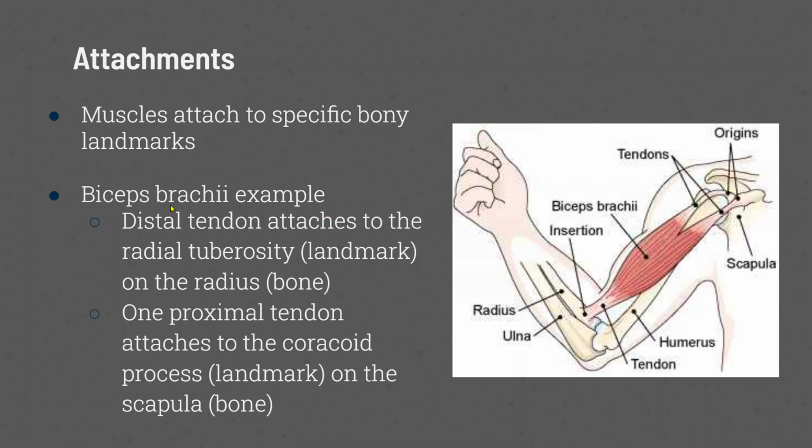So, biceps brachii as our example. The distal tendon attaches to the radial tuberosity, which is on our thumb side, and one proximal tendon goes to the coracoid process of the scapula, and the second one goes further up on the scapula. So you usually have distal and proximal attachments.